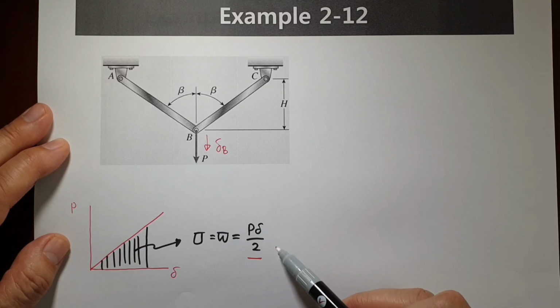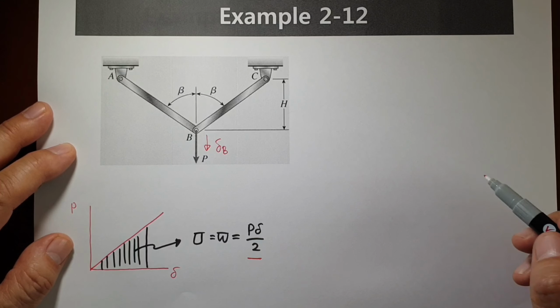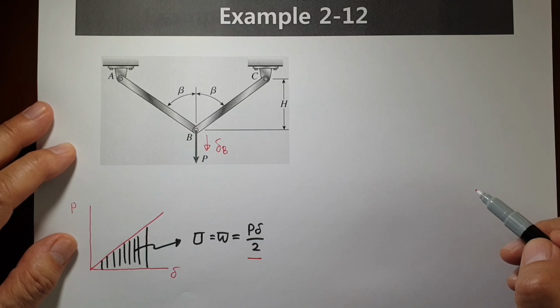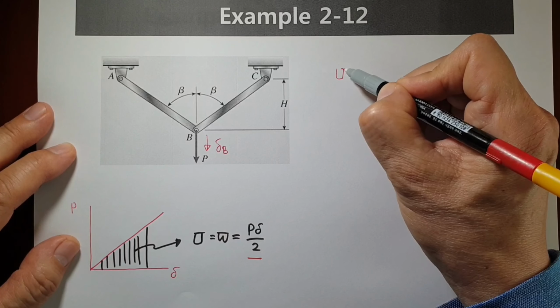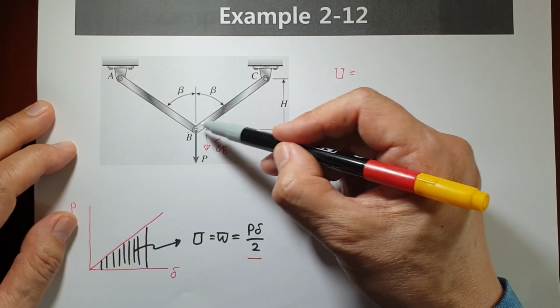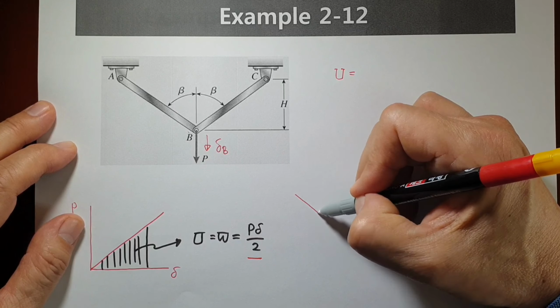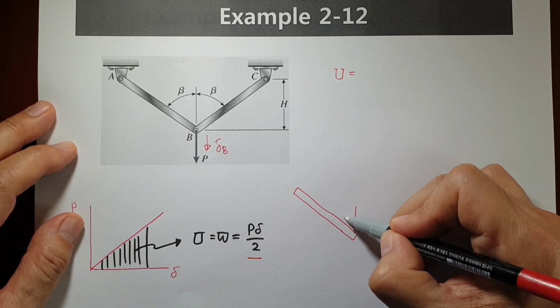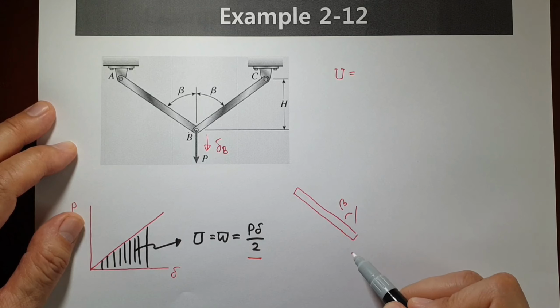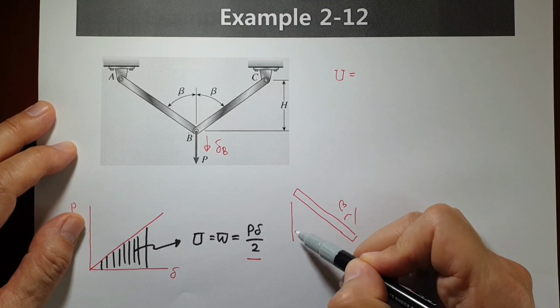Okay, strain energy can be calculated as P delta, let's say at B, and in another principle we can calculate strain energy by another method. U equals, when you consider this one, then you can draw a free body diagram like this one. Okay, then this angle is beta, and it's symmetrical, and this distance is H, and this angle is beta.